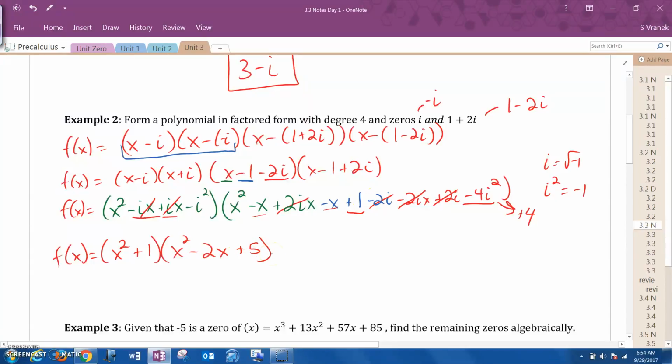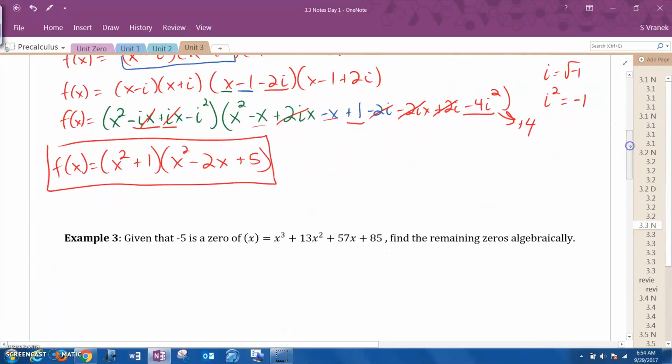So that is your final answer in factored form. This would be the function that all those zeros come from. And you can check that by setting this equal to 0 and solving, and setting this equal to 0 and using quadratic formula. And you should get all these answers back. So we just put it back into a polynomial in factored form.